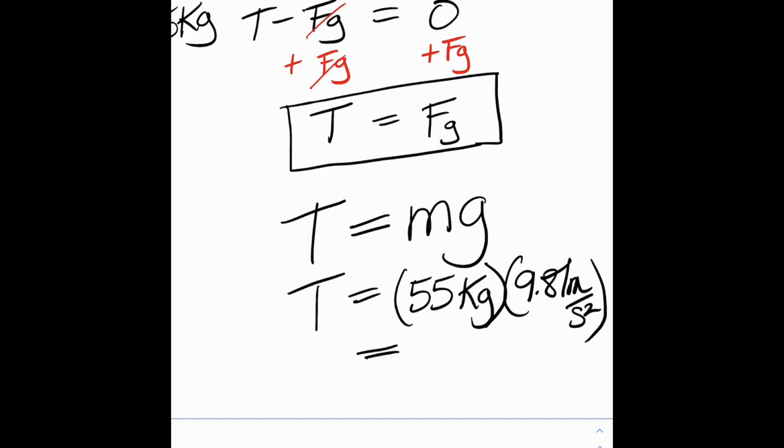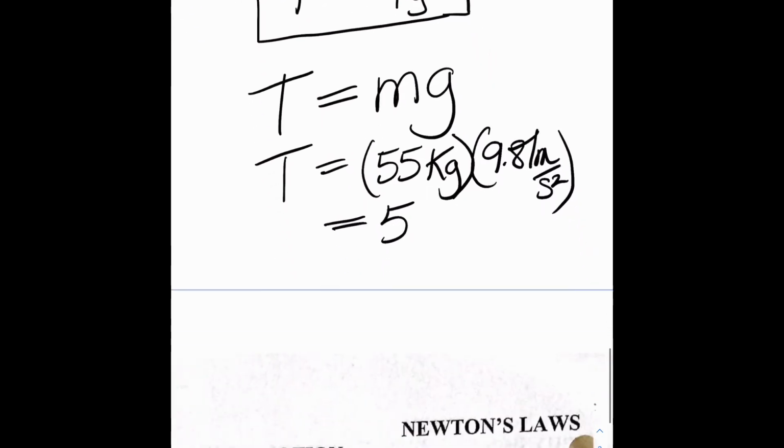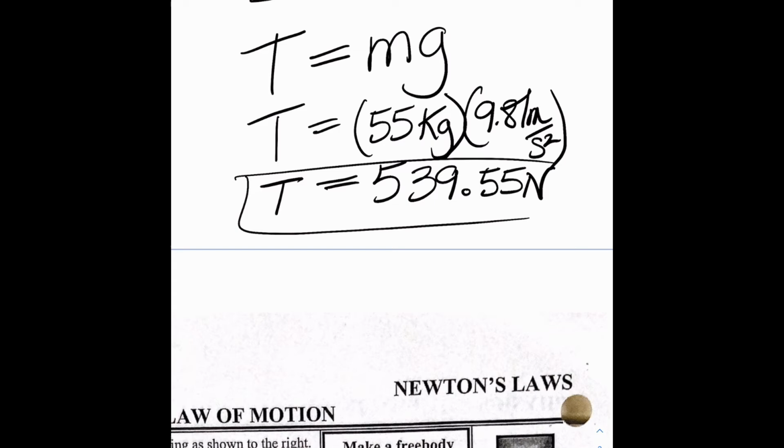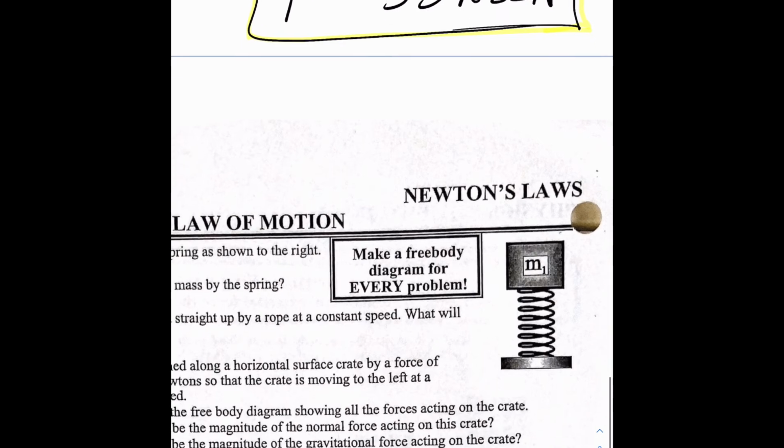I'm not sure what this is going to be, so we better get our calculator. I'm seeing about 539.55 newtons. Once again, I can put a yellow box around it, make it something you'll remember. All right, so there we go. Units are newtons, and we are good to go. Let's go ahead and go to problem 4.